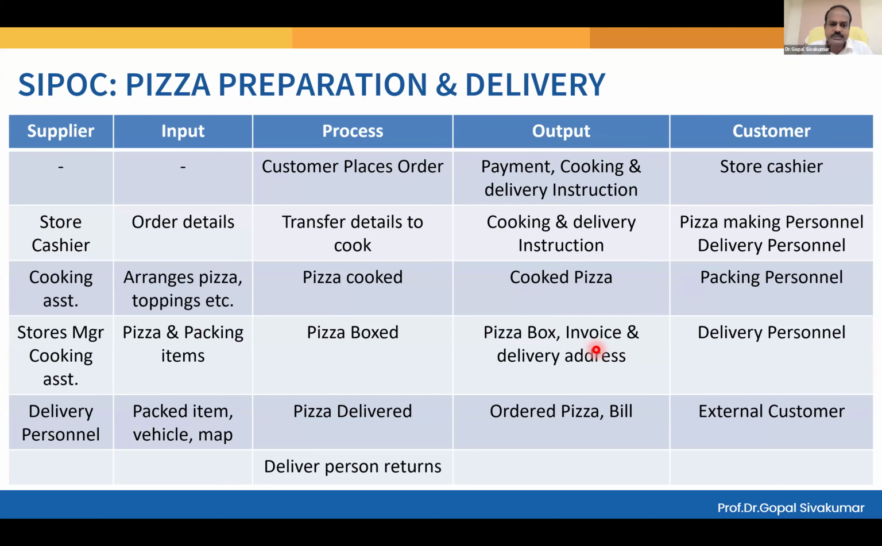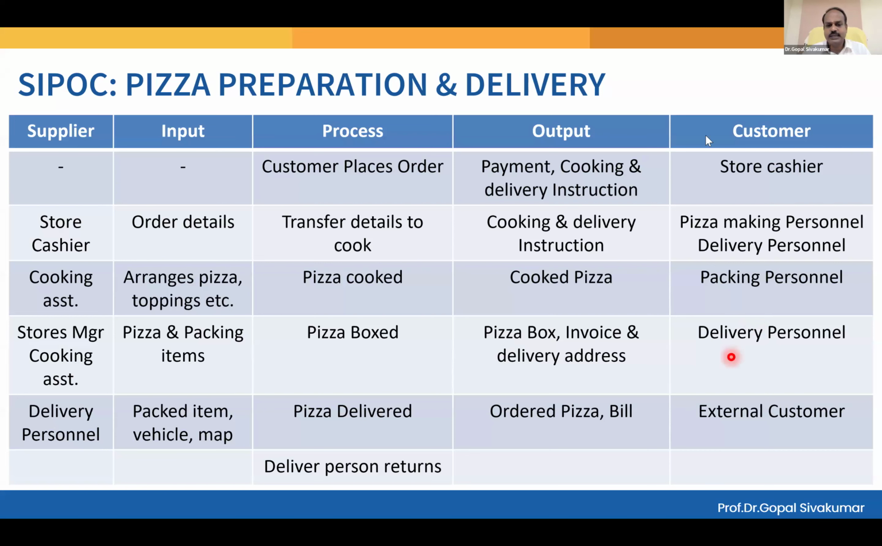And so now the packing person is actually packing the box. And in order to pack the pizza, some packing items and the pizza are required. The store manager will provide the packing item and the pizza will be brought by the cooking assistant. And now the outcome, or the output, is the cooked pizza in a boxed condition. And definitely it must now have the invoice and the delivery details in the invoice. All of these things will now go to the delivery boy, will be collected by the delivery boy.